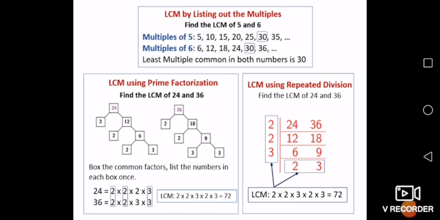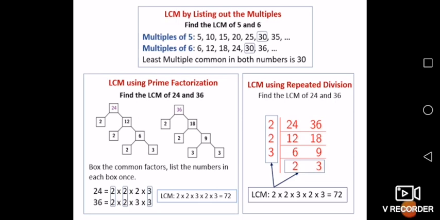So, children, yesterday we started LCM, that is least common multiple, and we discussed the different methods to find the LCM of given numbers. Right now you can see on the screen one slide on which three methods of finding the LCM of two given numbers have been given.